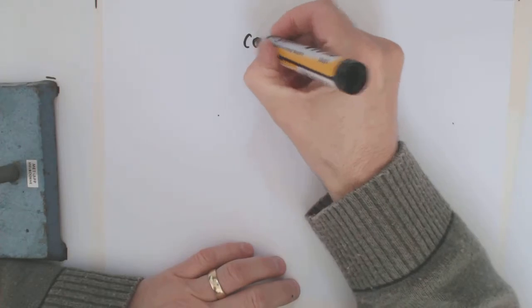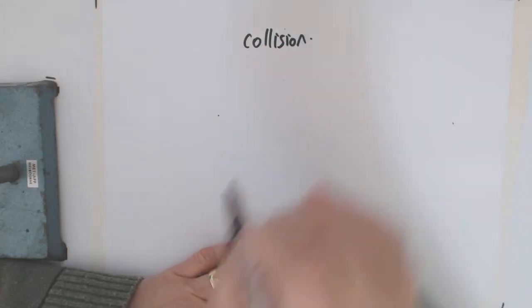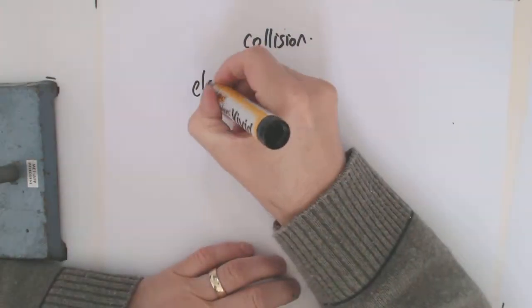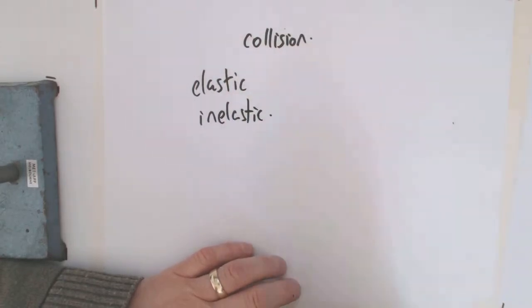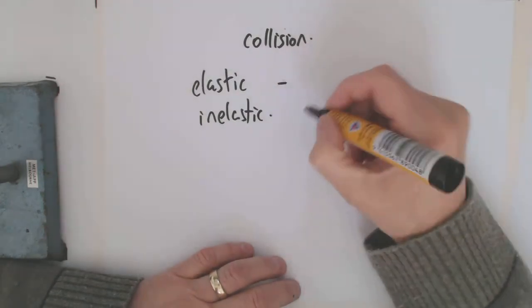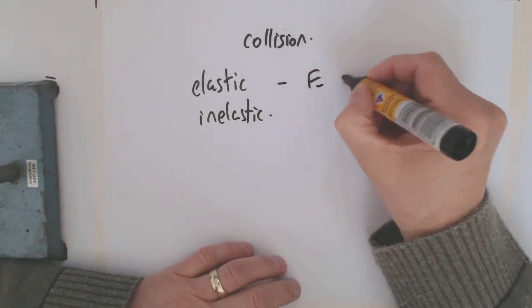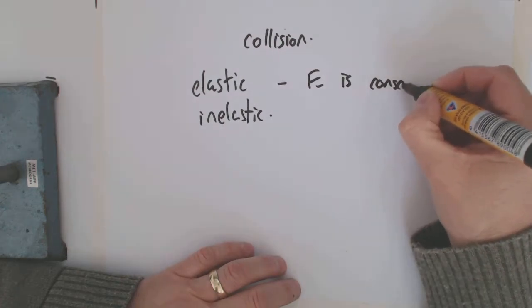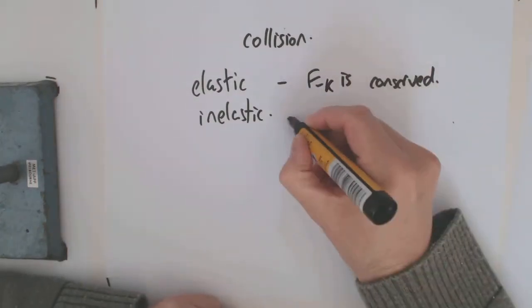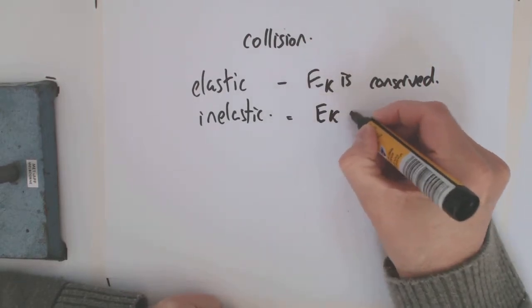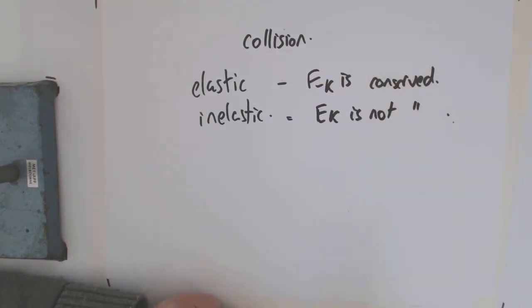While we're talking about collisions, there are two types of collisions: elastic and inelastic. With an elastic collision, you'll see that energy is conserved. Since we don't have height here, we're just talking about kinetic energy. So the kinetic energy is conserved, EK. In inelastic, EK is not conserved.